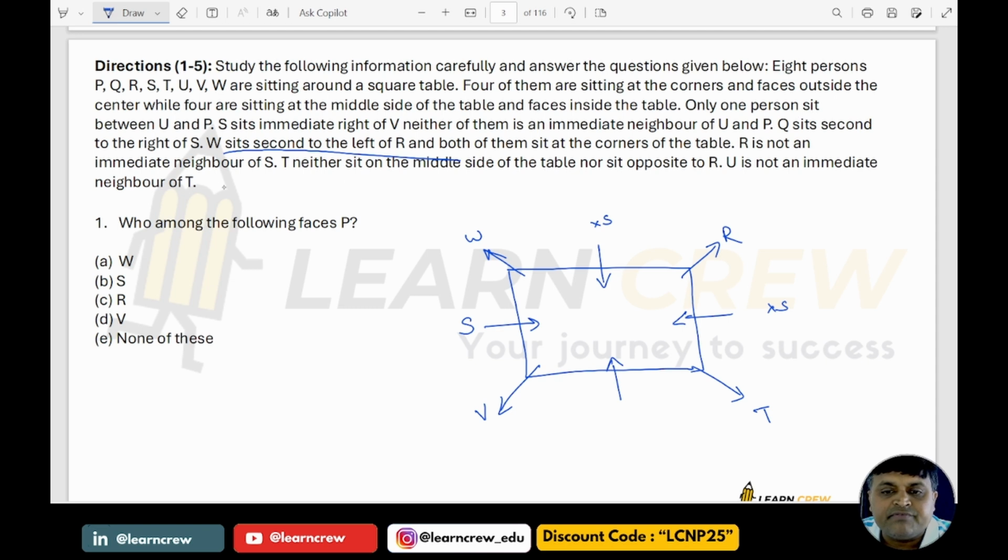Only one person sits between U and P. S is immediately right of V, and neither of them is an immediate neighbor of U. So it cannot be U. So definitely we should have it like this. U is not an immediate neighbor of T, so U cannot be here. So we should have U here and P here, the remaining Q here. Who among the following faces P? Who is facing P? Yes, option B.